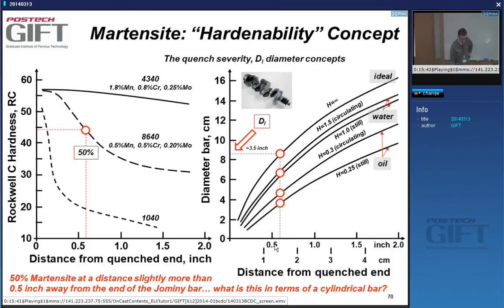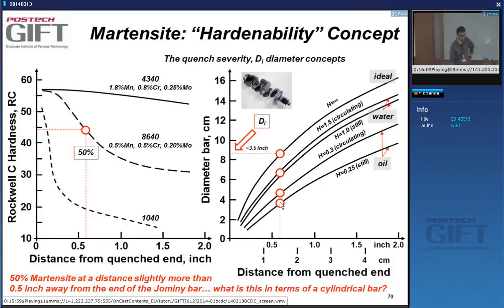Yes, distance from the quench end. And here, this is related to the diameter of a bar. The problem is, you can see there are many lines I can use. And what are these lines? Well, they're related to what we call the quench severity.